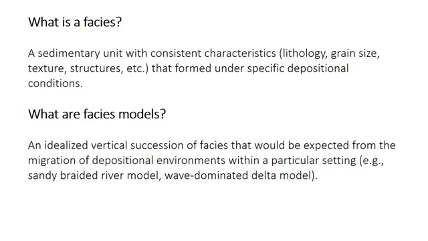A facies model is just a group of multiple facies that are combined into some idealized vertical succession that represents the migration of depositional environments within a particular setting. For example, in a braided river, there can be a channel bottom environment, a bar environment, the overbank environment, and so forth. Each of those environments would create a characteristic facies because the current velocity and the water depth differs, which leads to different grain sizes and bed forms, as you've learned previously. Facies models have been constructed for a wide variety of depositional settings, such as sandy braided rivers or wave-dominated deltas. We'll see many facies models throughout this course.